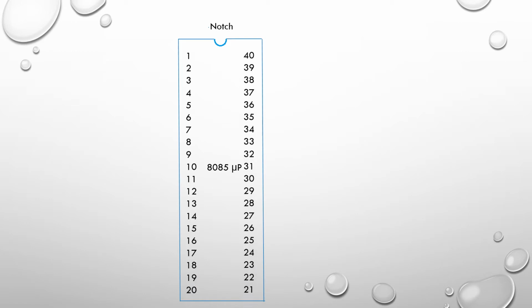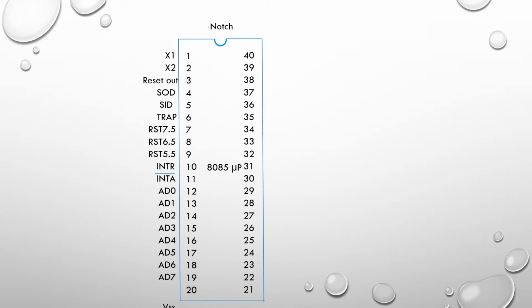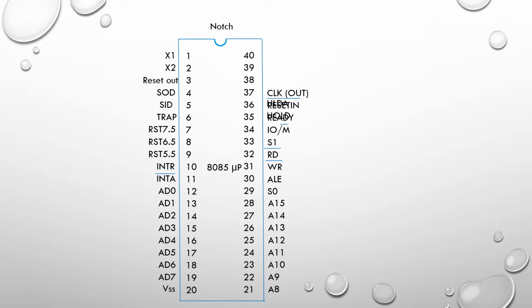Already we have discussed this in logic gates, 11th standard, how to identify the notch and from where the numbering is going to start. So you can see here the 8085 microprocessor, these are my 40 pins. Now the 40 pins are classified into different categories depending upon the working. So we are going to discuss the working of each and every pin. Firstly, let us learn about the different categories.